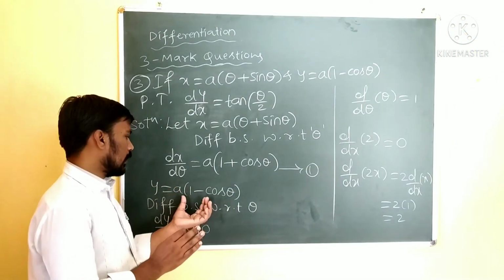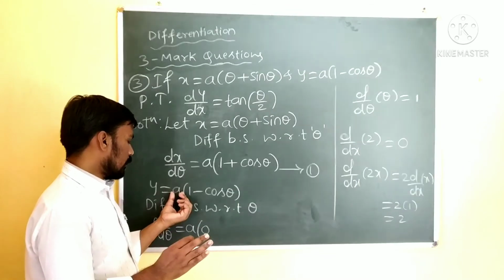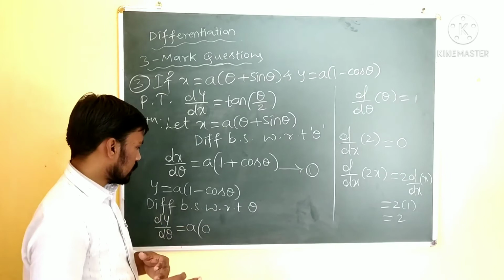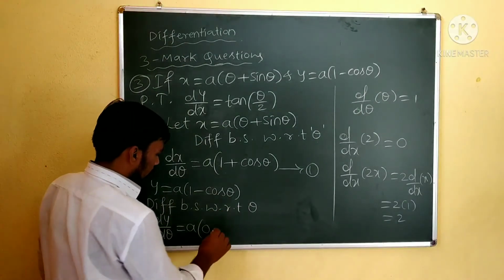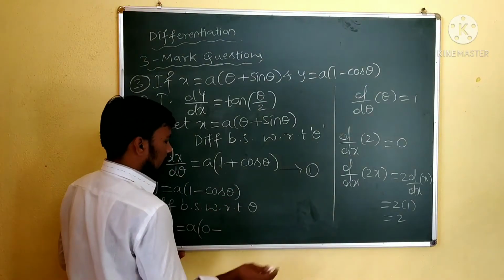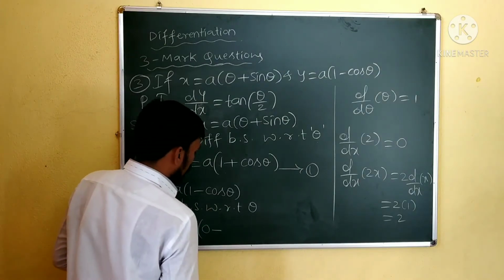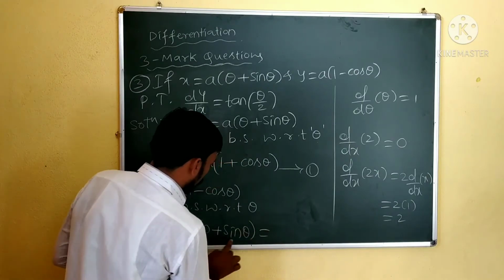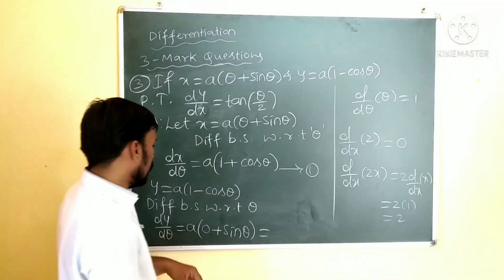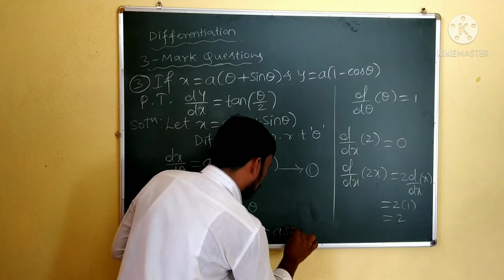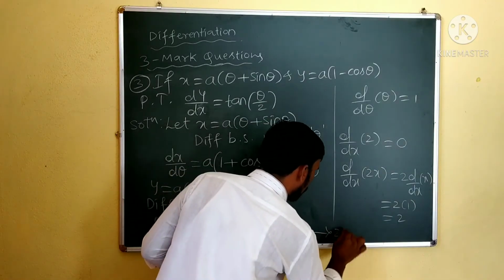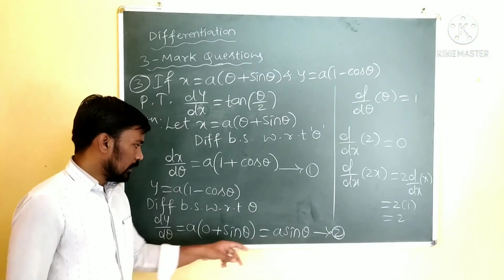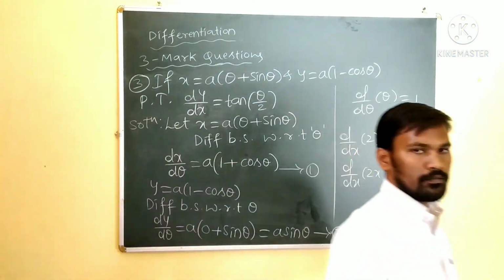a into something, that is a into 1 minus cos theta. So we have to keep this constant as it is and take the derivative of 1. Derivative of 1 with respect to theta is 0, minus derivative of cos theta with respect to theta. Derivative of cos theta is what? Minus sin theta. Minus into minus is plus sin theta. So that is 0 plus sin theta, which is sin theta. a into sin theta is a sin theta. We call this equation number 2.